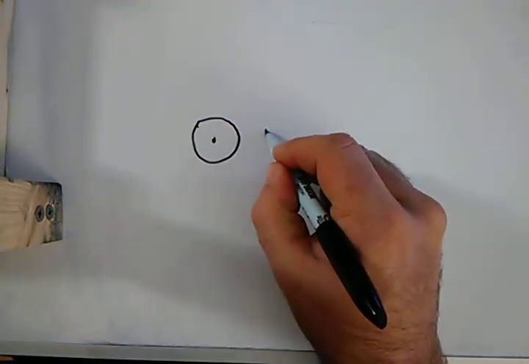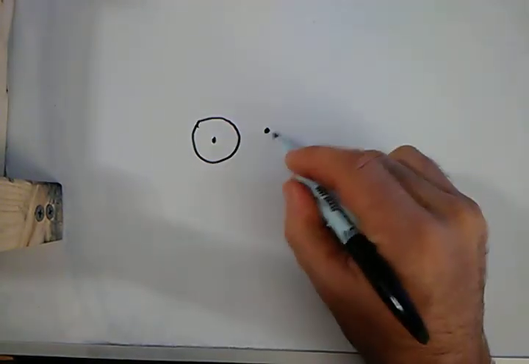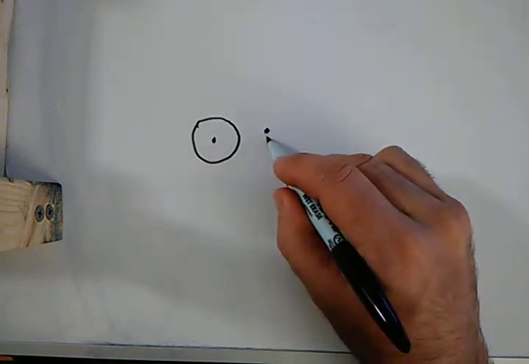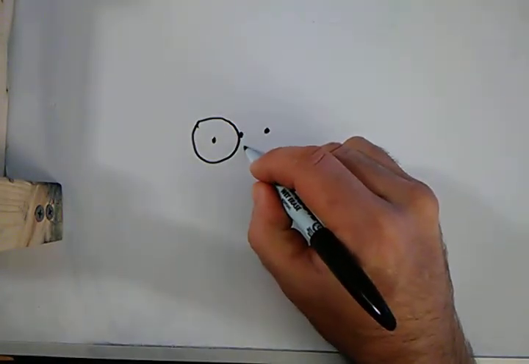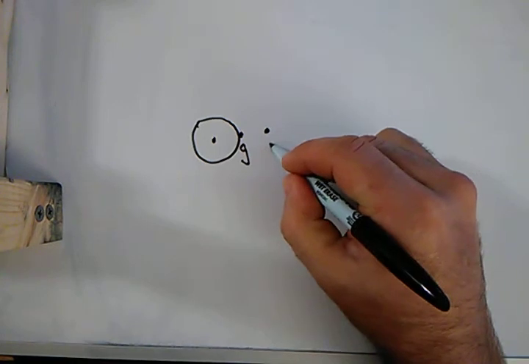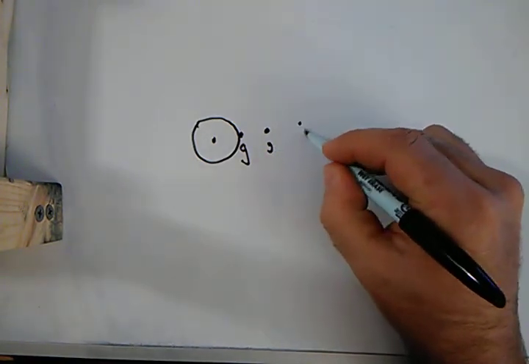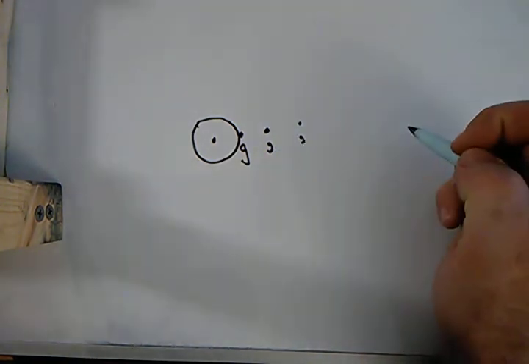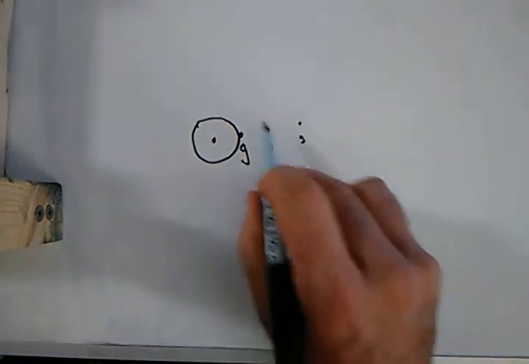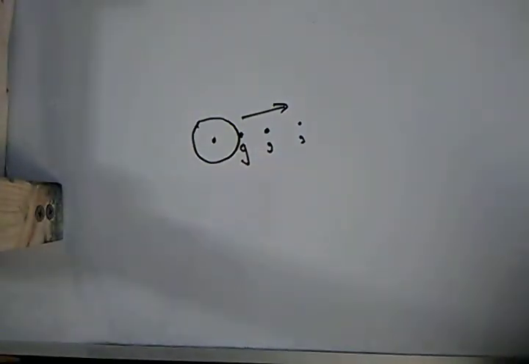If I'm out here, G shrinks. So if I were to draw that in terms of an actual G, here's G, here's G, here's G. G gets smaller and smaller and smaller as you get further out from the surface of the planet.